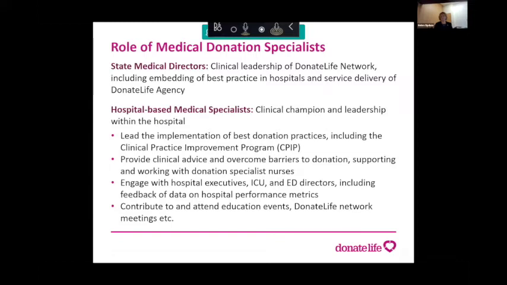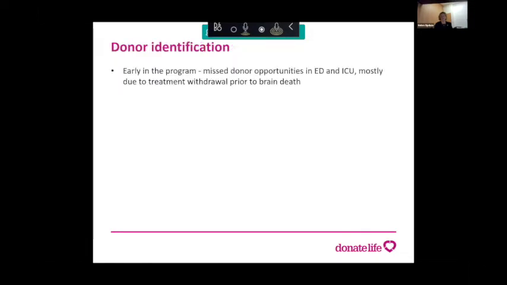They provide data, hospital performance metrics, and really smooth the way to ensuring all the donation processes are undertaken optimally. And of course, participate in a range of educational events and regular meetings, which we undertake to get all of those staff together, along with our donation nursing specialist staff. So what are some of the key things that the donation medical staff have really been instrumental in changing over the period of the national program?